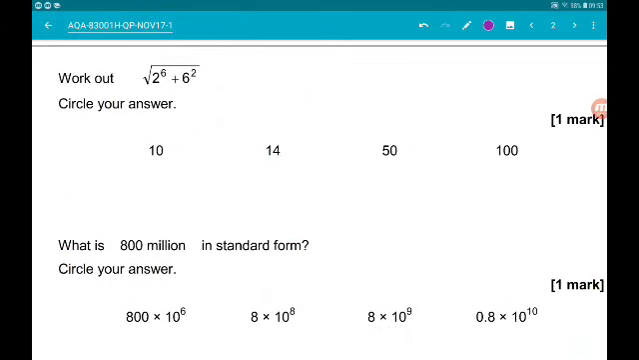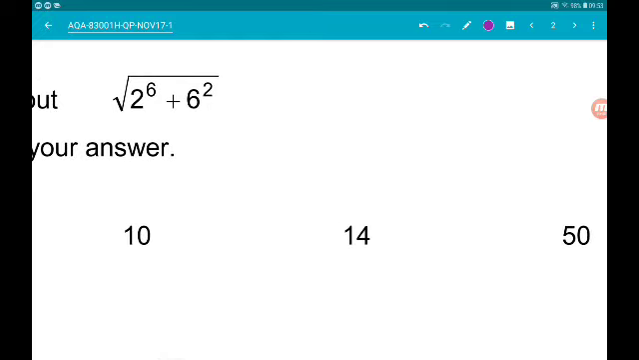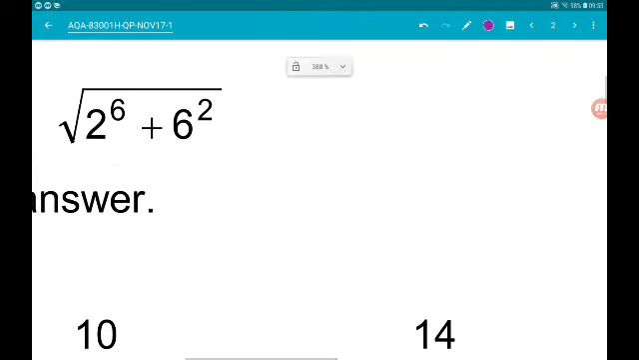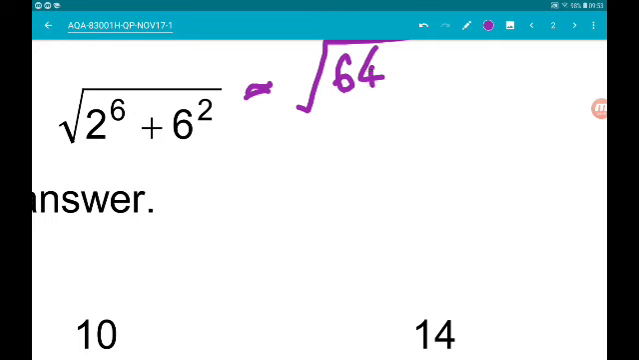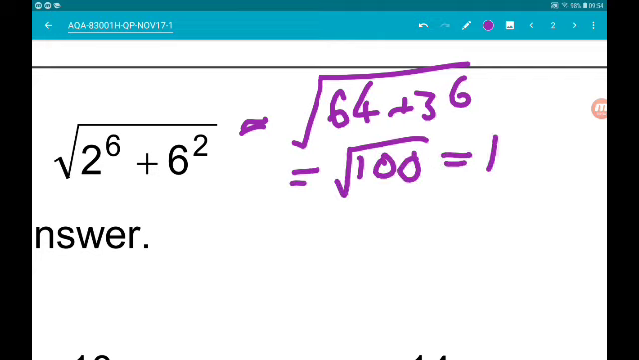Okay, question 1 wants us to work out the square root of 2 to the power 6 add 6 to the power of 2. So 2 to the power of 6 means 2 times 2 times 2 times 2 times 2 times 2. So that's 64. 6 to the power of 2, 6 squared, is 36. So that's root 100, which is 10.